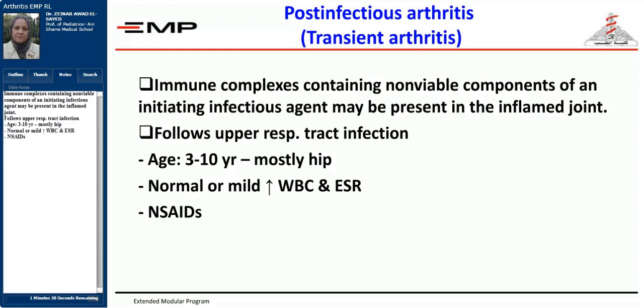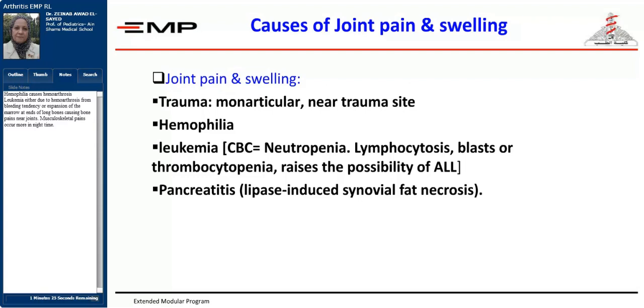In hemophilia, hemarthrosis can be seen. In leukemia also, either hemarthrosis from the thrombocytopenia, or the pain that occurs as a result of bone marrow expansion and the pain in the bones. This might occur near the joint and give a picture as if there is arthritis. You can suspect it when you find neutropenia with lymphocytosis or thrombocytopenia. All these raise the possibility of leukemia, especially if the pain occurs at night time. Pancreatitis is another cause of pain in the joint.